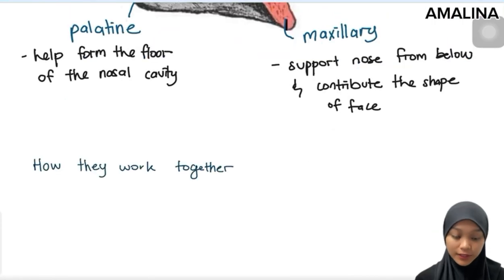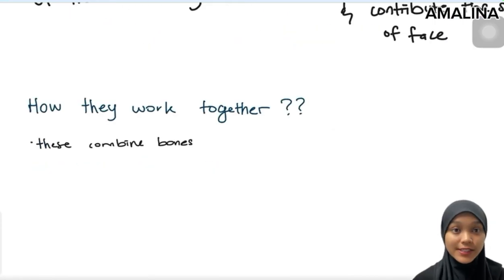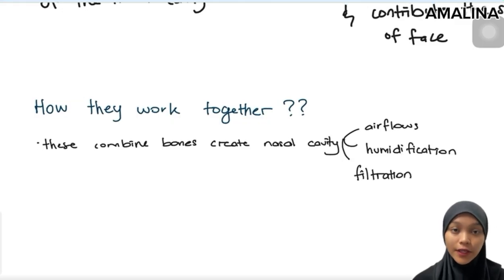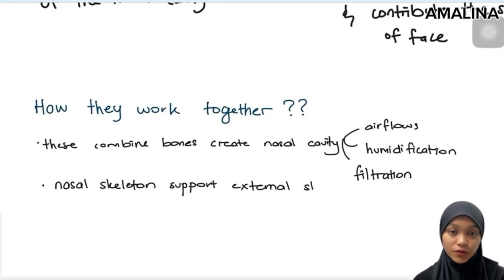So how do they work together? These bones combine to create the nasal cavity, which allows the airflow, humidification, and filtration of the air we breathe. The nasal skeleton also supports the external shape of the nose, including the nostrils and the bridge.